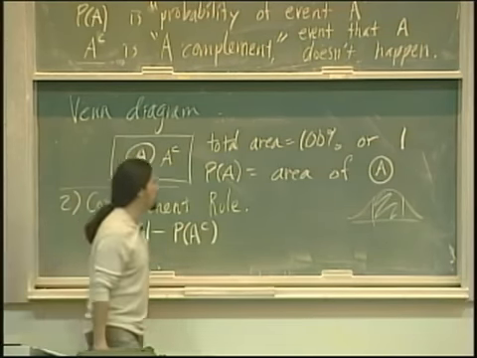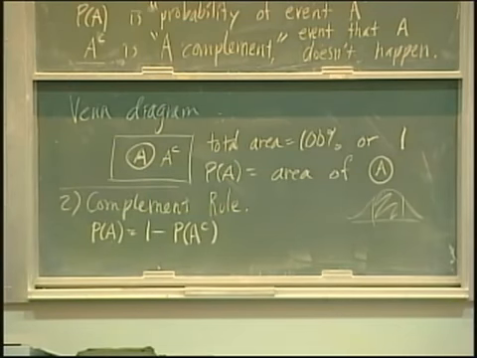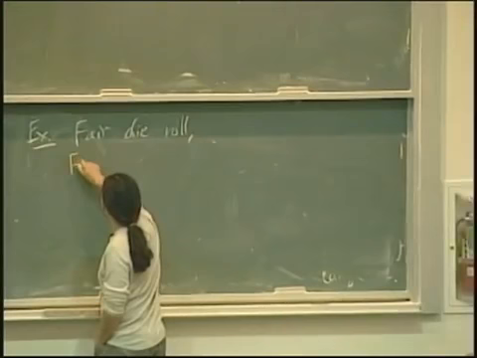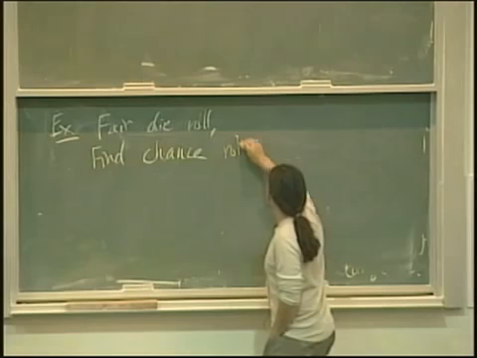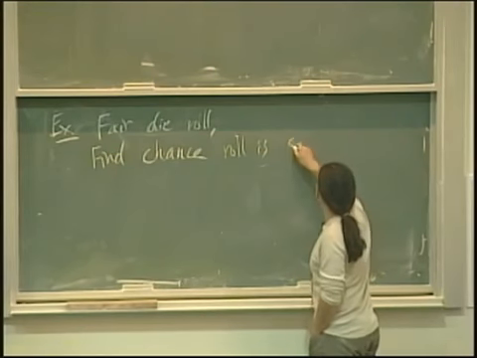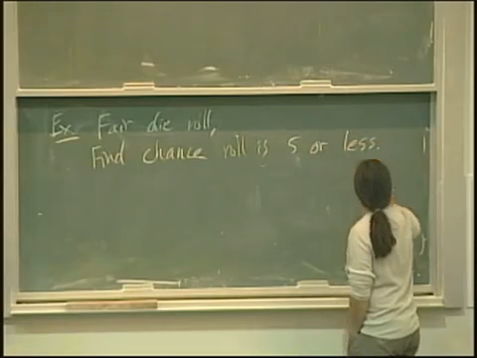Okay, so just a really quick example for dice. This is an example where it's simple enough that you could really do it either of these ways, I think, before I started talking about probability. The chance I want to find is, for a fair die roll, find the chance the roll is 5 or less.